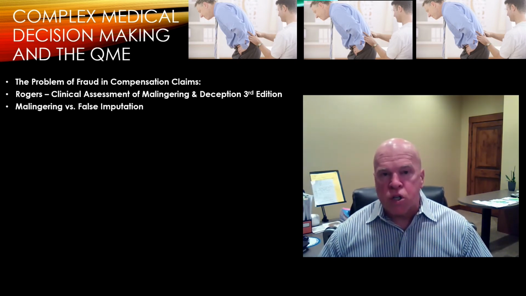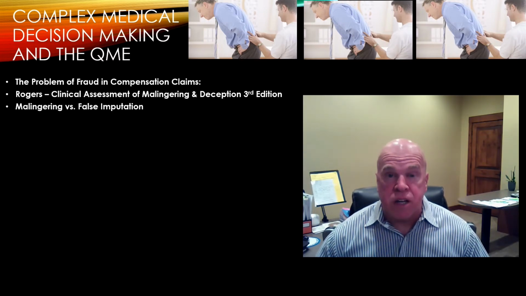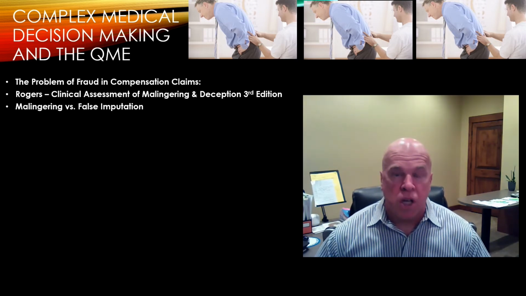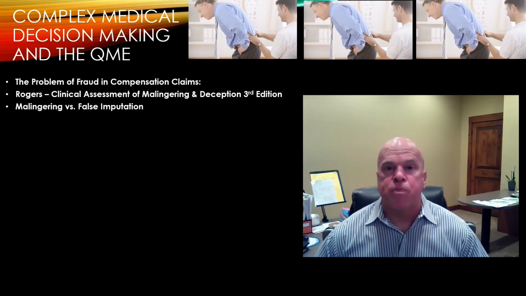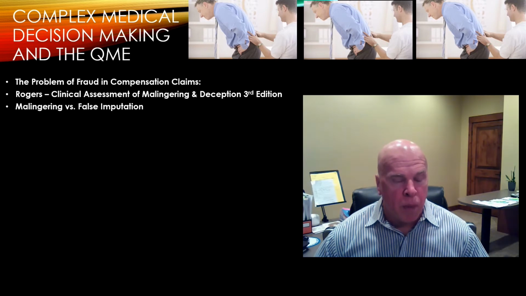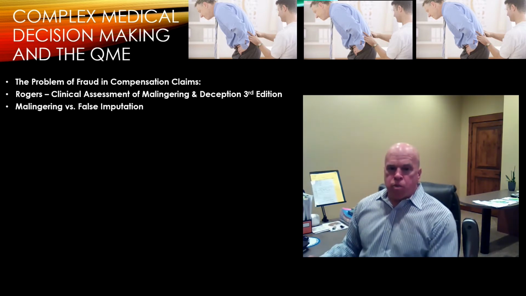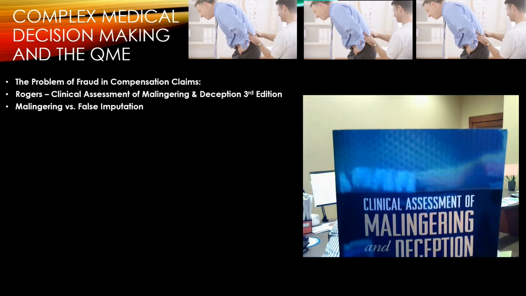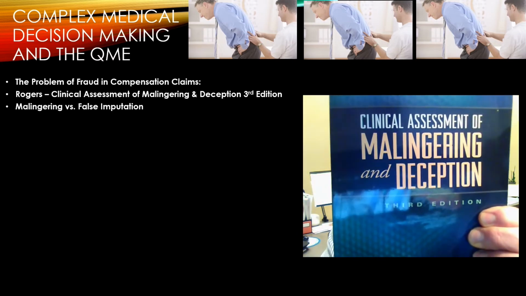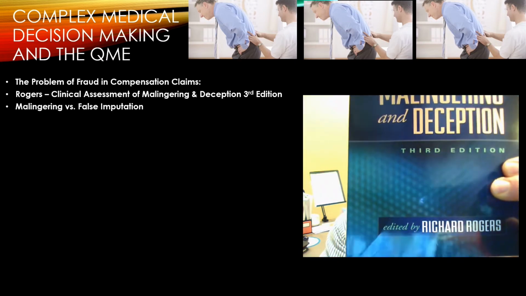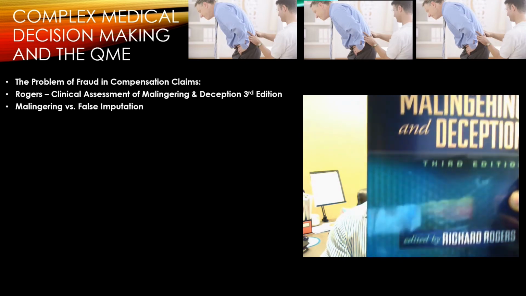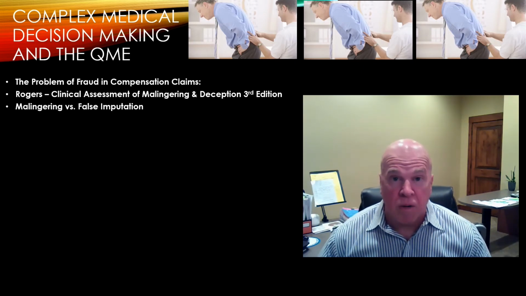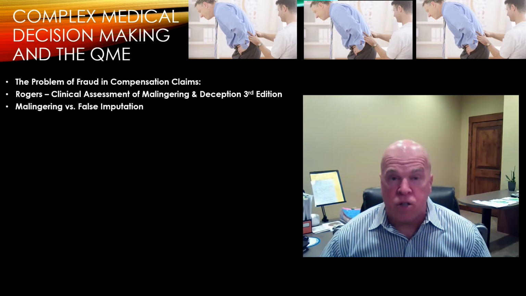Well, I want to share with you probably some more common manifestations of purposeful misrepresentation that the claims administrator may be concerned with that causes him or her to deny these claims in the first place. And what I want to share with you today comes from a book from Rogers entitled Clinical Assessment of Malingering and Deception, 3rd edition, and that is this book right here, by psychologist Richard Rogers, who is probably the foremost authority in the assessment of malingering in the clinical setting. And as I said, this is the 3rd edition of his book.